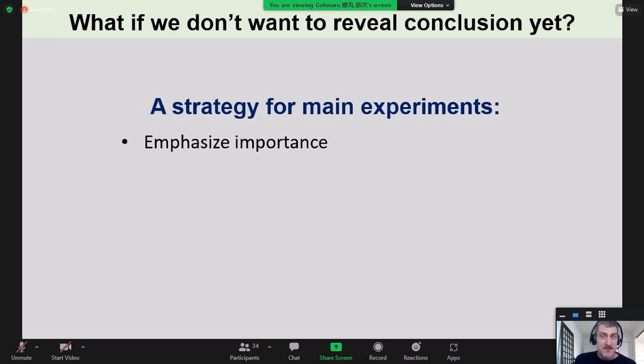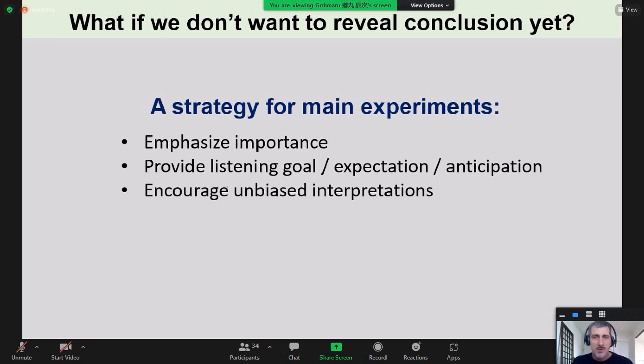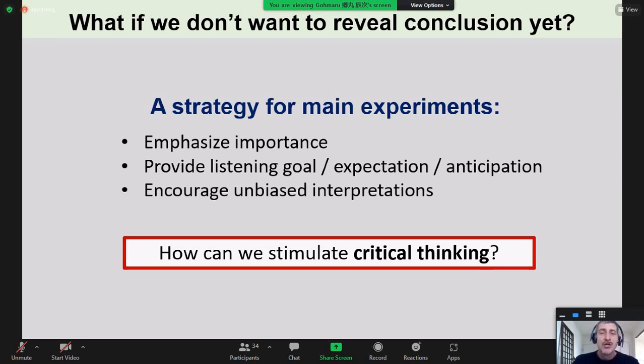Well, we still want to emphasize the importance. We want the audience to feel that this particular experiment or this portion is important. We want to make sure they still have a listening goal. They know precisely what kind of answer or what kind of information they will get by the end of that slide or by the end of that explanation. And of course, we want to do it in a way that we can still invite open interpretation. So we want to basically stimulate critical thinking for this portion.